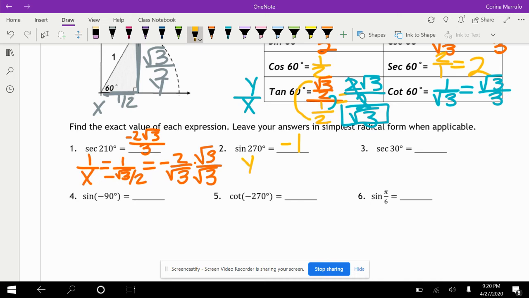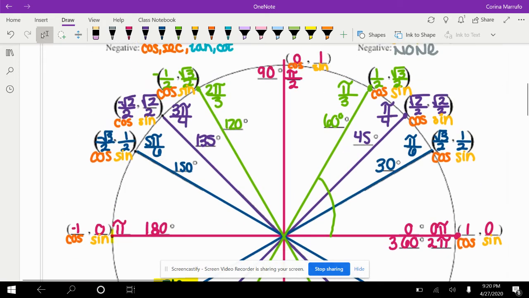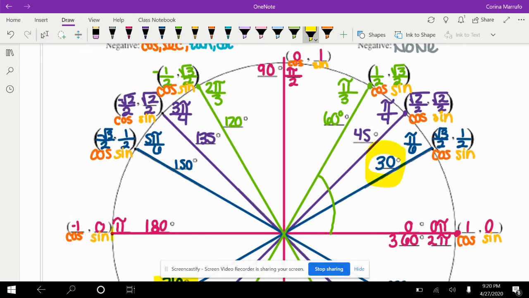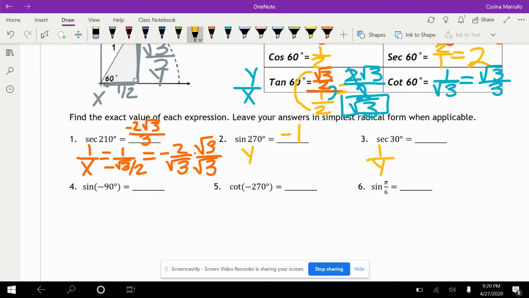Okay, this one's secant of 30 degrees. So that means we're going to have to do a little bit of work. We're going to have to take the reciprocal. We have to take 1 and divide it by our x value. So we look up 30 degrees. Here's 30 degrees. We look up our x value. It is square root of 3 over 2. So we take 1 divided by the square root of 3 over 2, and all you have to do is flip it around.